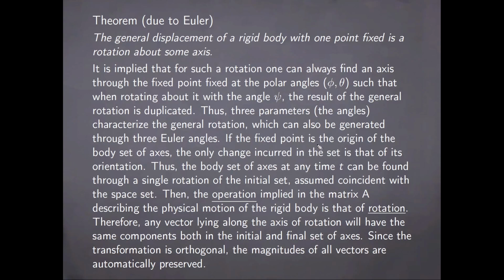If the fixed point is the origin of the body set of axes, the only change incurred in the set is that of its orientation. Therefore, the body set of axes at any time t can be found through a single rotation of the initial set, assumed coincident with the space set. Then, the operation implied in the matrix A describing the physical motion of the rigid body is that of a rotation. Therefore, any vector lying along the axis of rotation will have the same components both in the initial and final set of axes. Since the transformation is orthogonal, the magnitudes of all vectors are automatically preserved.